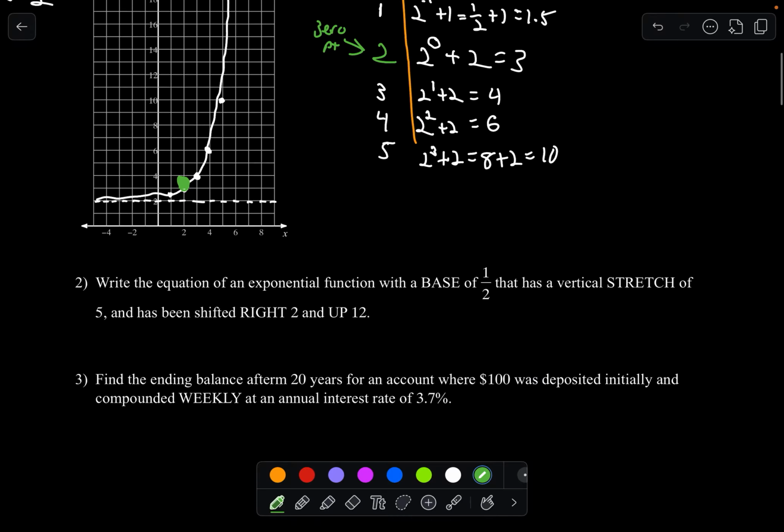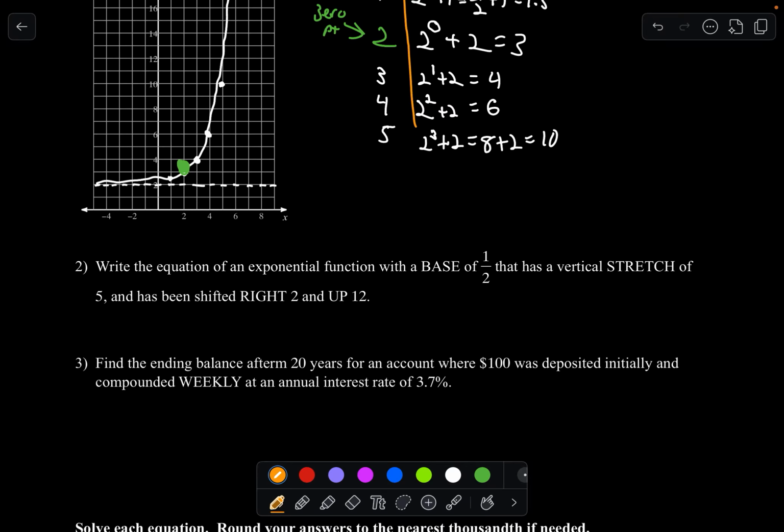All right. Question 2 is easy because it's an exponential function with a base of 1/2. They want you to write the equation. So y equals, the base is 1/2, and it has a vertical stretch of 5. So the stretch is going to be 5. And then it has been shifted right 2.